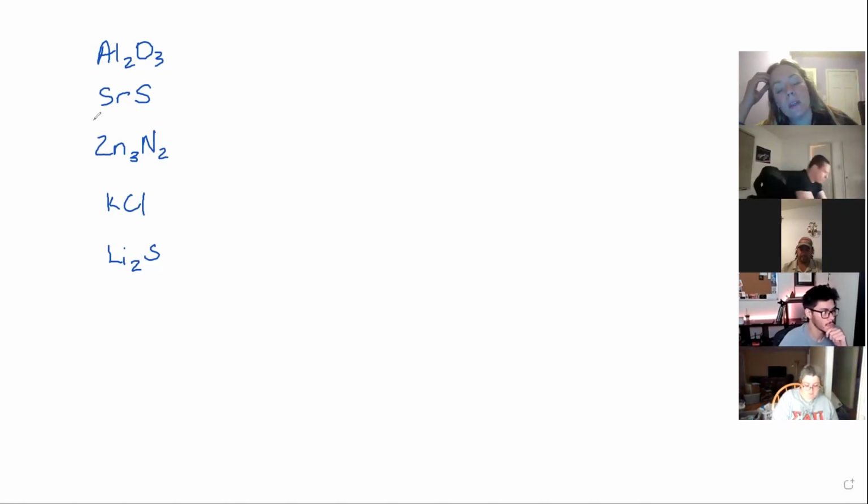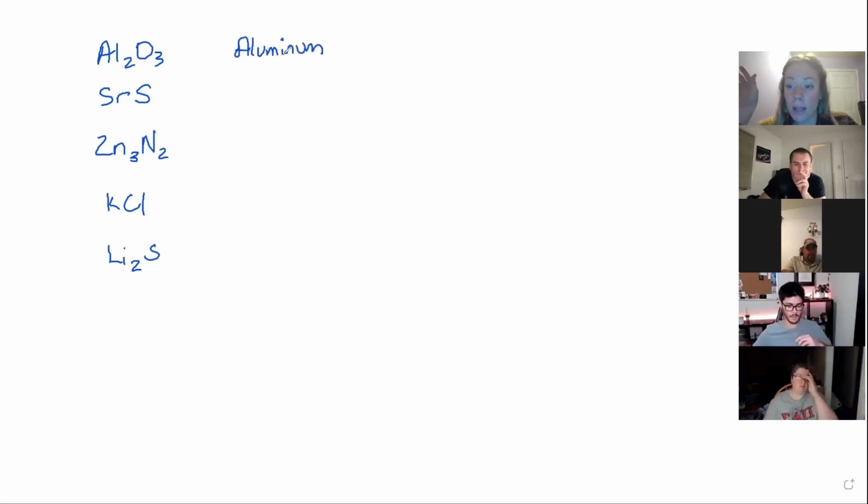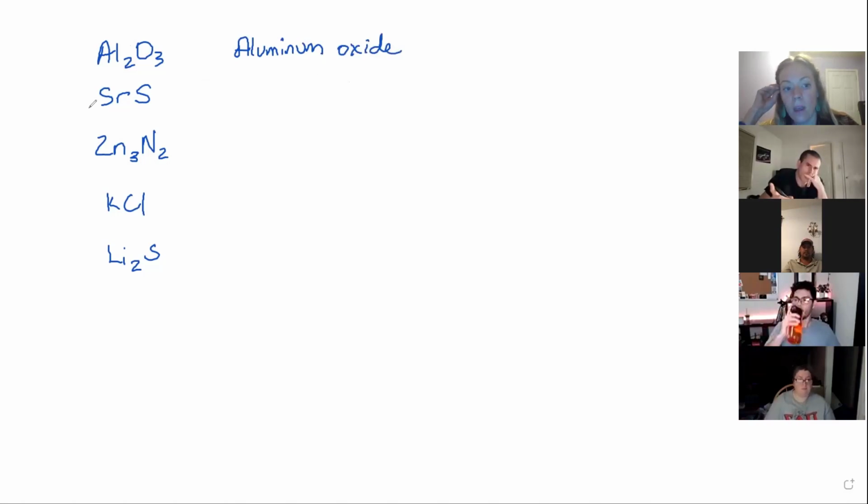Okay, so you have a formula and you're going to try and come up with a name for each of these. This right here is a combination of aluminum and oxygen. It's a metal and a non-metal, so I always list the metal first, aluminum. And I don't call it aluminum oxygen. I truncate the non-metal and I add -ide. So it's aluminum oxide. Aluminum oxide.